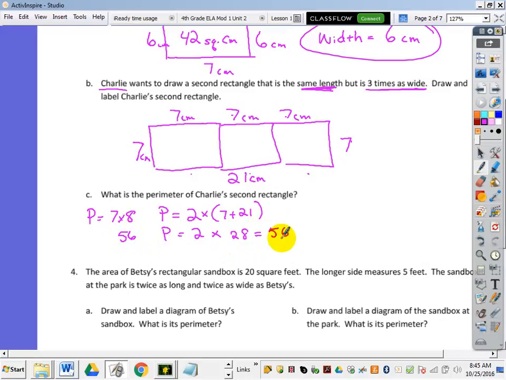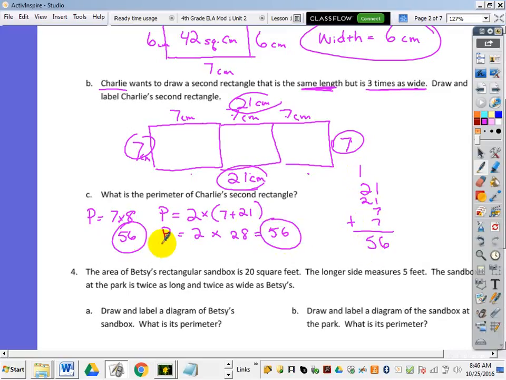Is it always going to be 56? Yes. And some kids want to do it this way: 21 on top, another 21, plus the 2 7s on the side. Some people like to do it this way and see if they get the same answer. Did you also get 56? You probably did, right? 1 plus 1 is 2. 2 plus 7 is 9. 9 plus 7 is 16. Carry the 1. 1 plus 2 is 3 plus 2 is 5. Well, they all come to 56. So any way you want to figure it, you've got 56 centimeters as the answer. That's the perimeter, equals 56 centimeters.